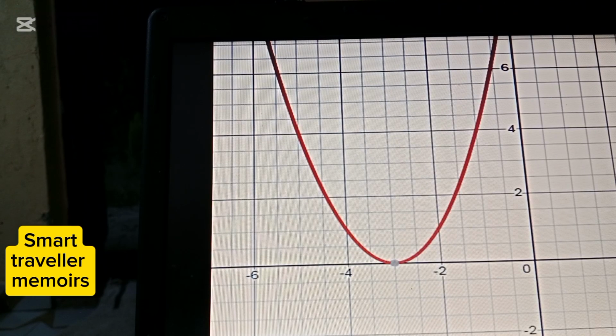And that is the graph. You can see the turning point is at negative 3 on the x-axis. Sorry, I did not label the axis, but I think you understand what I'm saying.